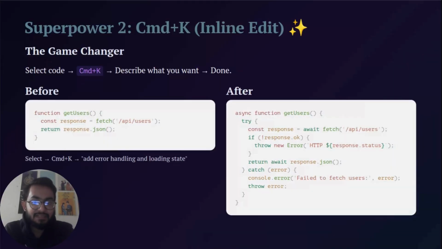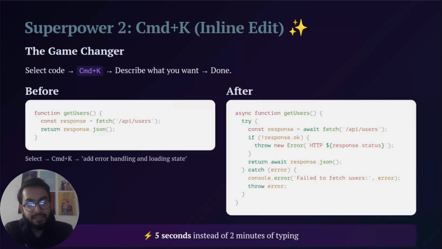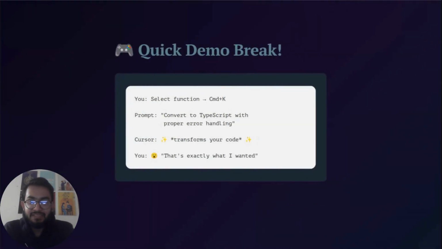Inline, if the response is not okay, then it will throw an error, and if the API call entirely fails, then it will be caught in the catch block. So it's just 5 seconds instead of 2 minutes of typing. It's really pretty amazing, and you can just use it.